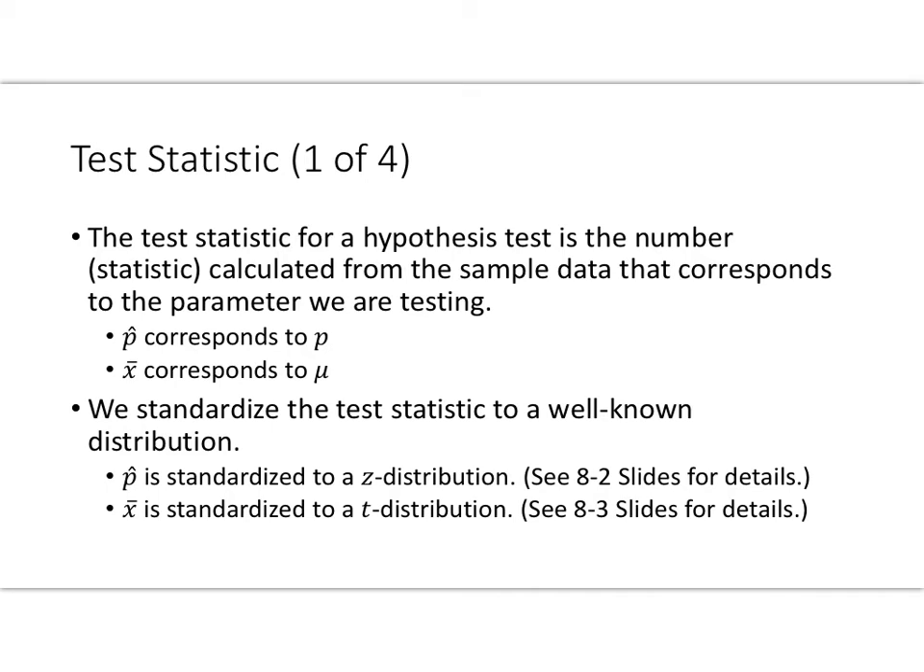So the test statistic for a hypothesis test is the number or statistic calculated from the sample data that corresponds to the parameter we're testing. P hat will be corresponding to p, and x bar corresponds to mu. We standardize the test statistic to a well-known distribution. P hat will be standardized to z distributions. We'll see this in 8.2. And x bar is standardized to a t distribution, and we'll see that in 8.3.